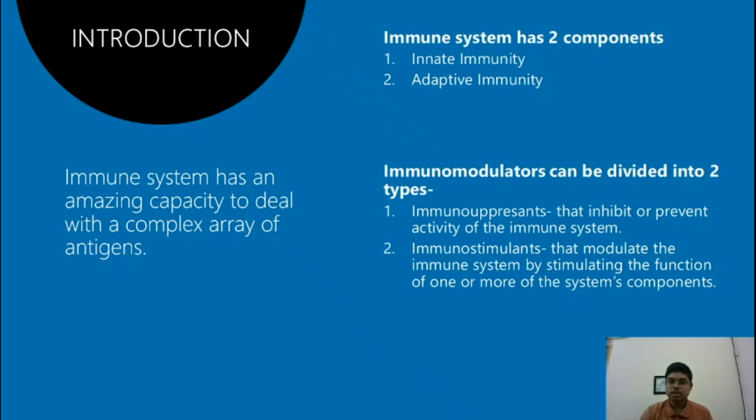Now we come to immunomodulators. Immunomodulators can be divided into two types, immunosuppressants and immunostimulants. Immunosuppressants are those drugs that inhibit or prevent the activity of the immune system. Immunostimulants are those drugs that modulate the immune system by stimulating the function of one or more of the system's components.